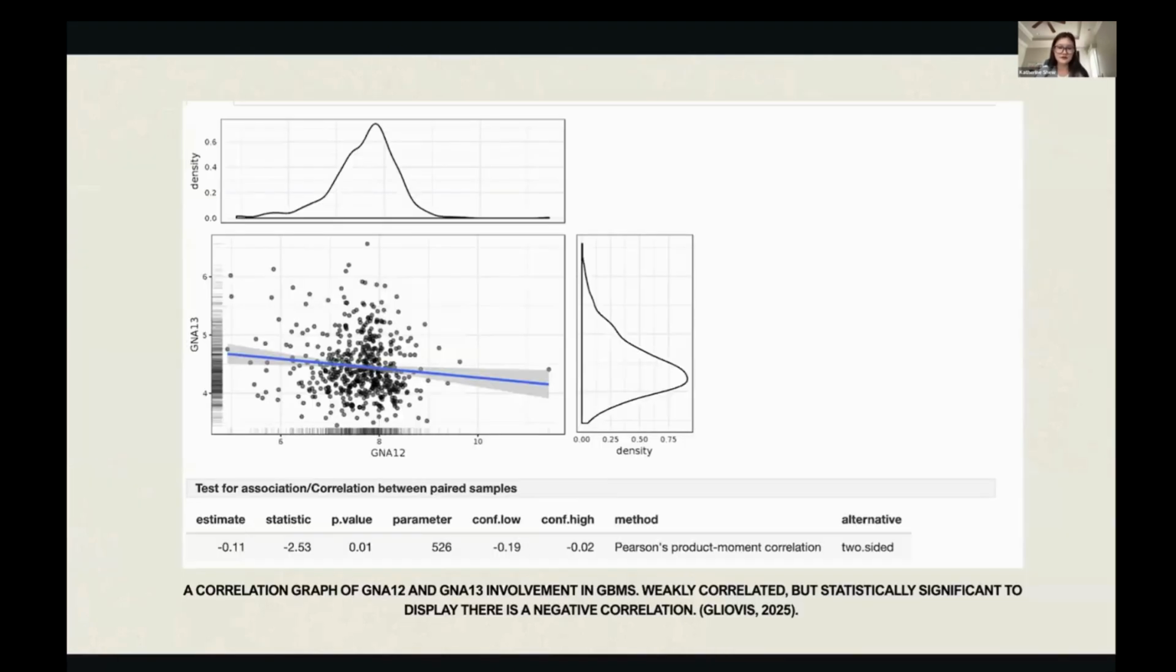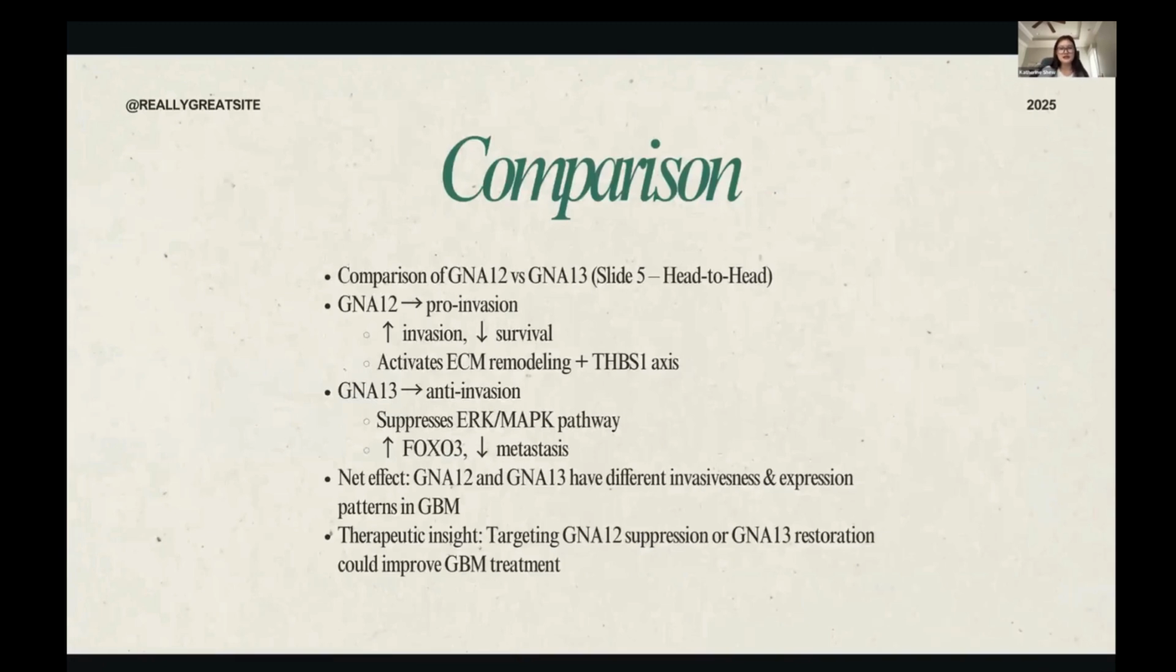This is a correlation graph of GNA12 and GNA13. It's weakly correlated, but statistically significant to display that there is a negative correlation, which is what we saw earlier. A brief comparison: GNA12 is pro-invasion and reduced survival, while GNA13 is anti-invasion and suppresses some of the signaling pathways that might have led to excess cell growth. The net effect is that GNA12 and GNA13 have different invasiveness and expression patterns.